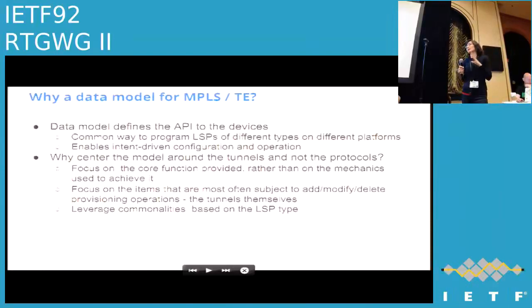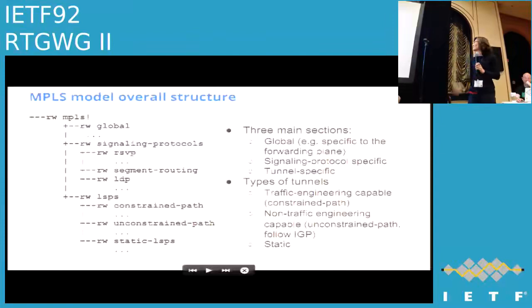Anybody who has an RSVP network is going to change their LSPs on a regular basis. The idea is to leverage commonalities based on the LSP type. And we'll see this in a second. So at the high level, the model has three main sections. It's a global section specific to the forwarding plane, and we are focusing only on the MPLS forwarding plane. There is a signaling protocol specific section, and then a tunnel specific section. And in the tunnel specific section, there are three sections again for traffic engineering capable, non-traffic engineering capable, and static LSPs.